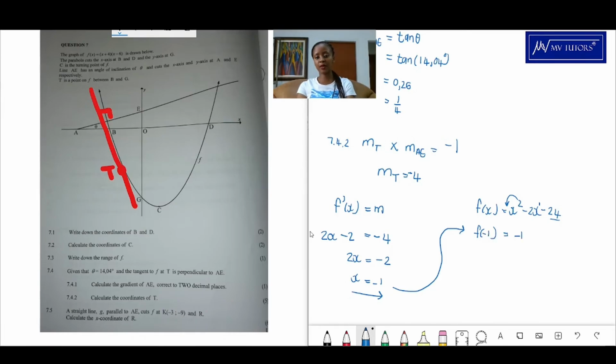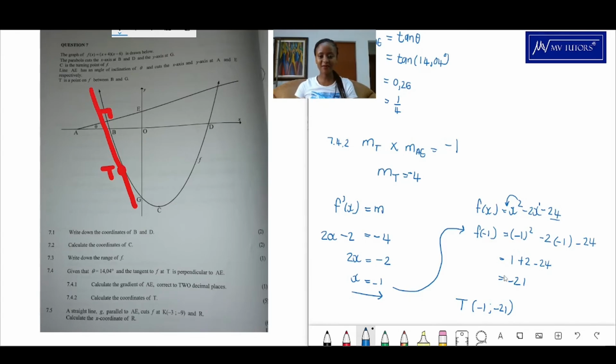So we have negative 1 squared minus 2 times minus 1 and minus 24. So we have 1 plus 2 minus 24, and we are getting 3 minus 24, which is minus 21. And that sort of makes sense. If C has a y value of minus 25, T should be above, so minus 21 makes sense. So ultimately, the coordinates of T would be minus 1 and negative 21.